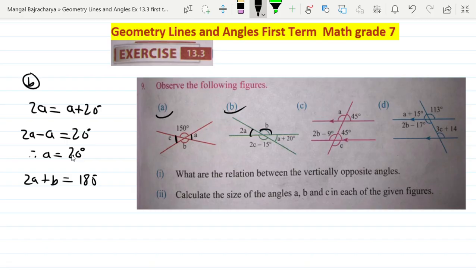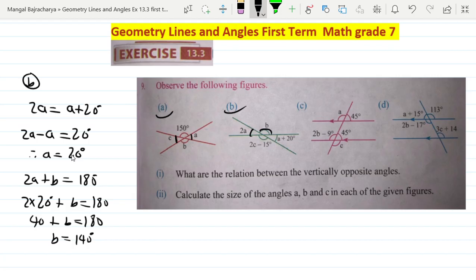Now put the value of a, which we have found, 20 degrees. So 2 into 20 degrees plus b equals 180 degrees. So 40 plus b equals 180 degrees. This will give you b equals 180 minus 40, which is 140 degrees. So the value of b is also found.